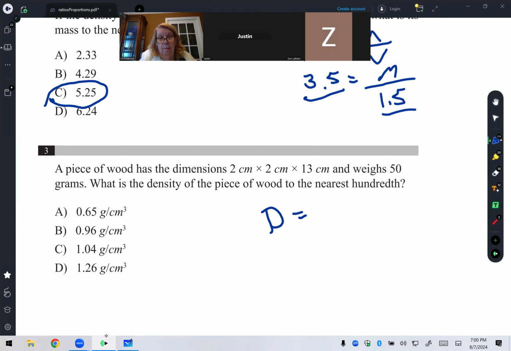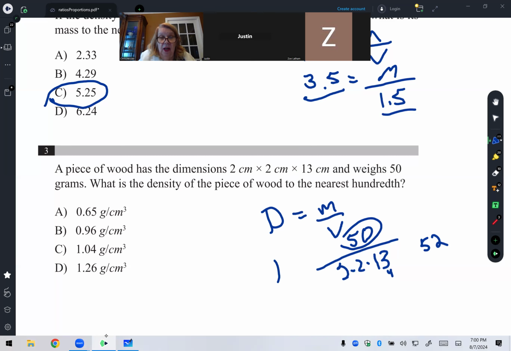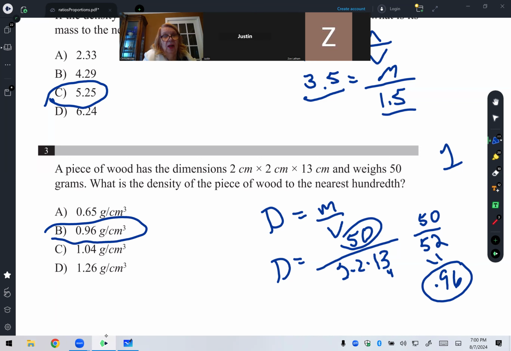So we have mass over volume. We have to work on calculating the volume. 2 times 2 times 13, which will be 52. And it's 50 grams. And we're trying to get the density. Water is 1, and wood floats, so it should be less than water. And this should be 0.96. Is that good, Zoe Latham? Yeah. Good. Justin? Yeah. Good.